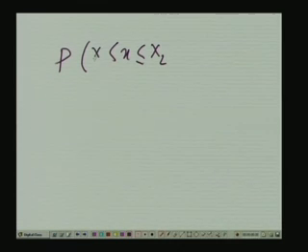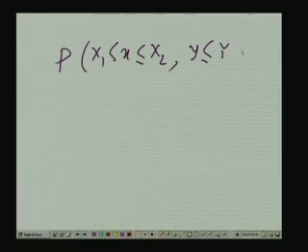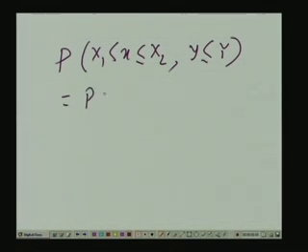Then consider this. What is the probability of x taking value less than or equal to some x2 greater than x1, and y taking value less than or equal to some y? This means we can always write it like this. The event consists of this thing: x should be lying within this zone, less than or equal to X2 but greater than x1, and y less than or equal to Y. Now, this is the event.